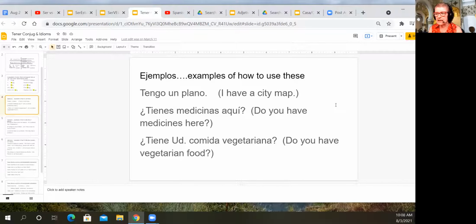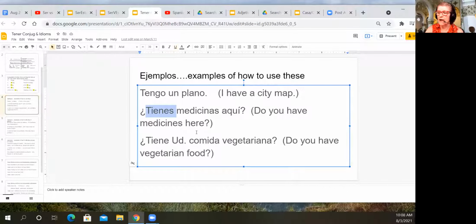¿Tienes medicinas aquí? Do you have medicines here? ¿Tiene usted comida vegetariana? Do you have vegetarian food? So whether we're asking do you have in a friendly way, tienes? Or do you have in a formal way, like if you're in a restaurant and you're a vegetarian and you want to know, do they have vegetarian food, tiene usted? We use tener, do you have something, okay? Is it in your possession?